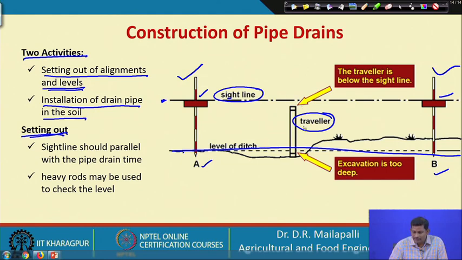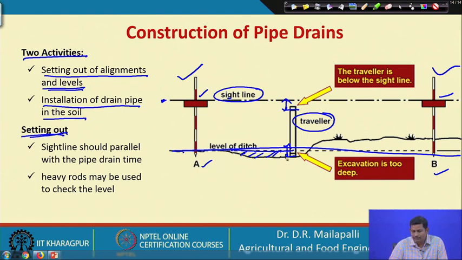Okay. So, for example, this is the mark, right, these two are the marks. At this point, for example, this is the valley, okay. So, we need to add soil to bring this traveler rod to the sight line, okay, to the sight line. So, like that there will be the cut and fill method.